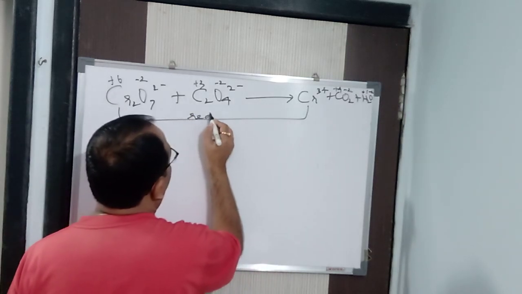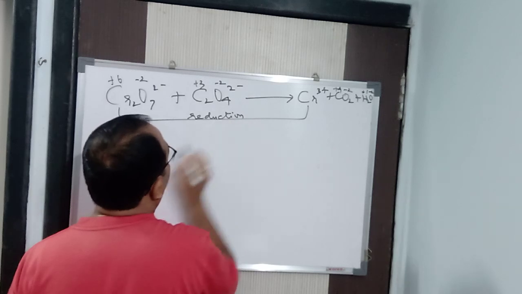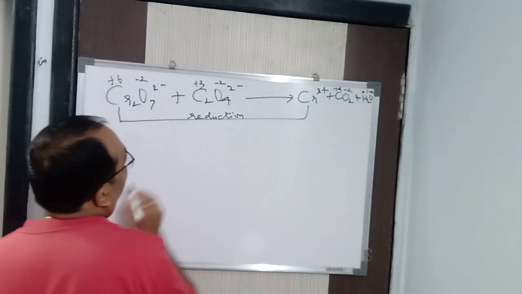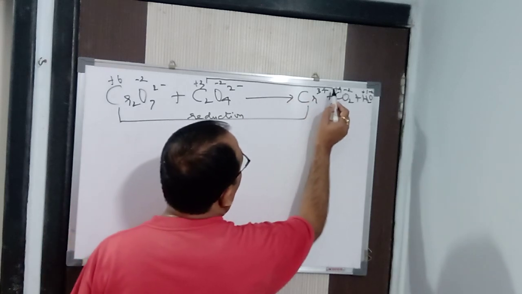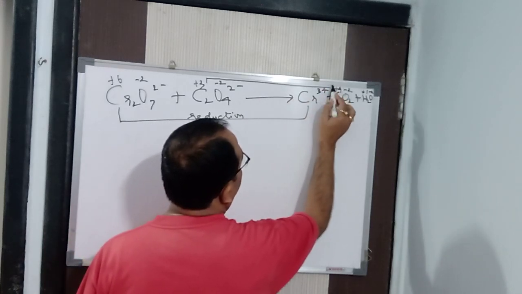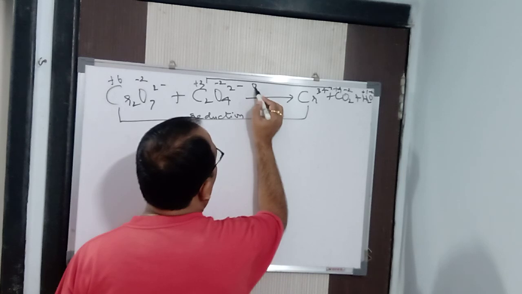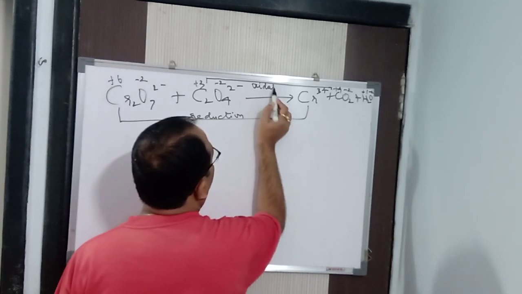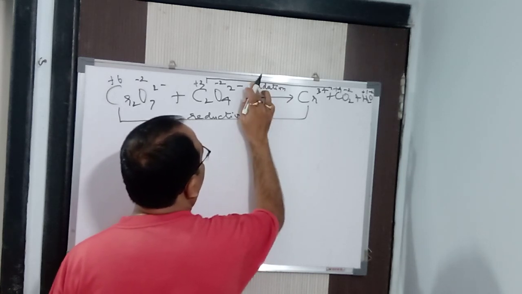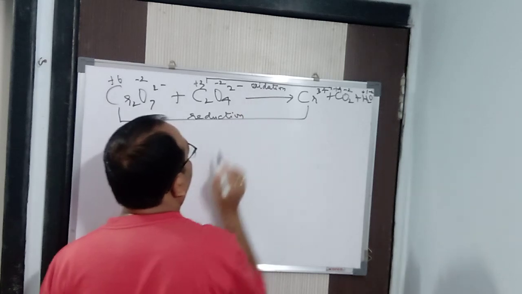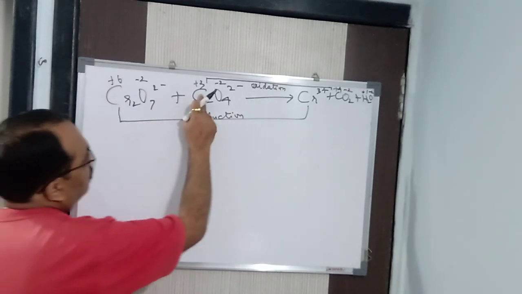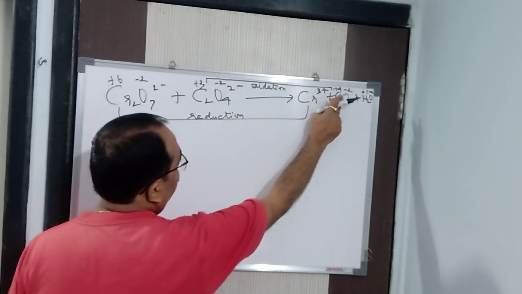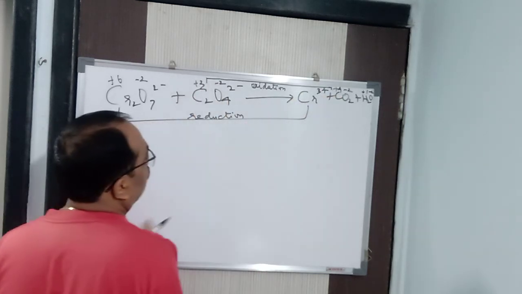So it is reduction. Now this one is plus 3, it becomes plus 4. You can see this one is becoming plus 4. So this is oxidation. Here I don't require any number of how much is oxidized and how much is reduced. That number I don't require. That is there in the oxidation number method. So this is oxidation, plus 3 to plus 4. Here it is plus 6 to plus 3, it is reduction.